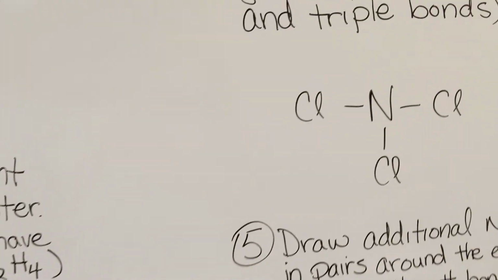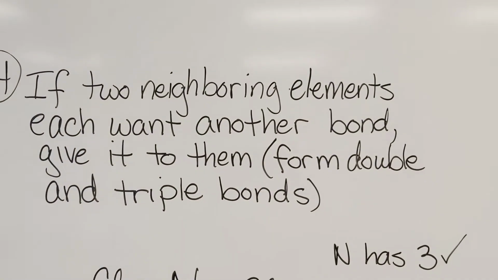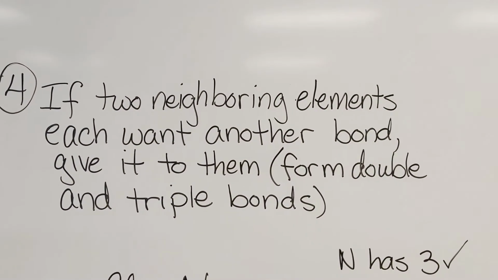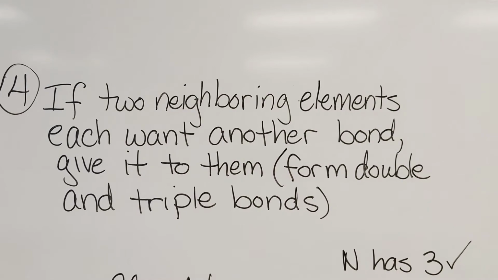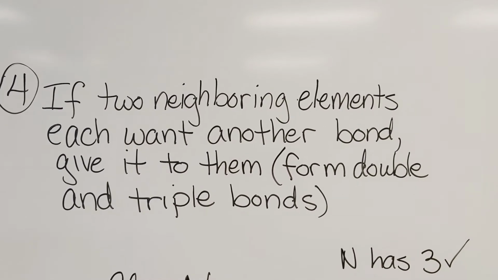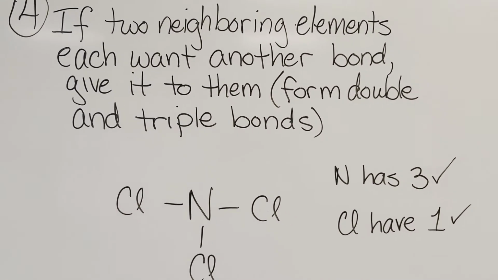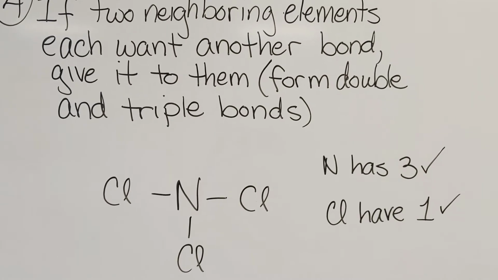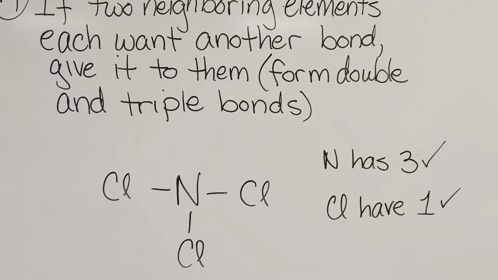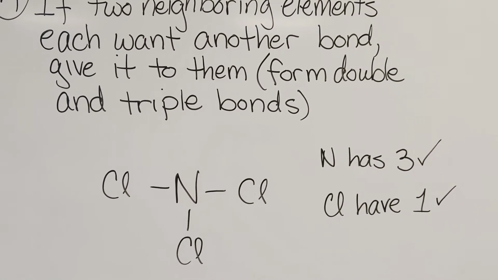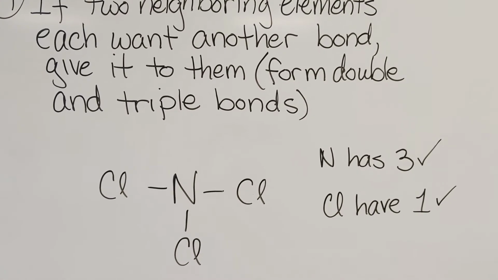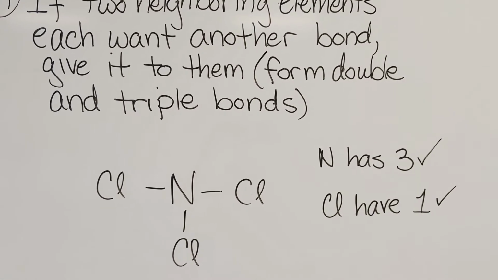In step 4, if 2 neighboring elements each want another bond, you should give it to them. That's how you would form double and triple bonds. In this case with NCl3, the nitrogen has 3 bonds, so he's all set with what he wants. Each chlorine has 1 bond, so they're happy with the 1 bond that they want.